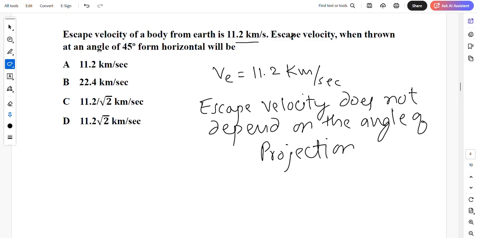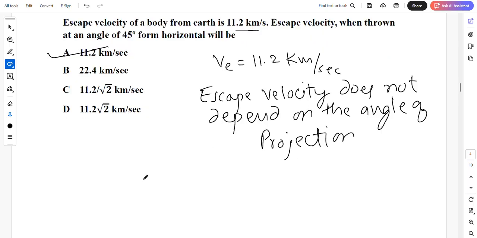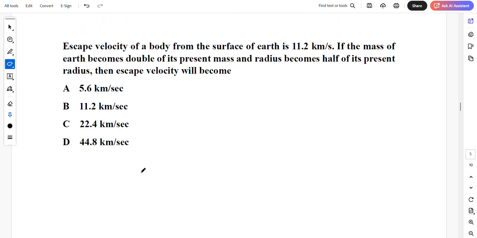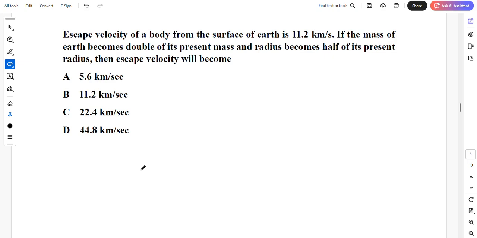Therefore, escape velocity when thrown at an angle of 45 degrees will be the same as how much? 11.2 km per second. Hope you understood. Let us go to the next problem. It is saying escape velocity of a body from the surface of Earth, VE, is equal to 11.2 kilometers per second.